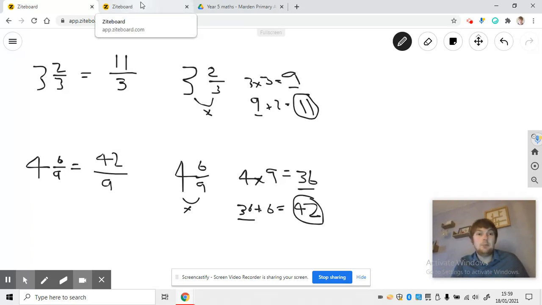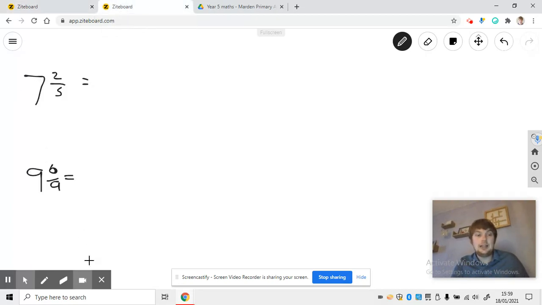Now, if you're feeling confident, pause the video and go ahead and have a go at doing these two and convert them into improper fractions, and then play the video when you're ready. If not, as always, just follow on.